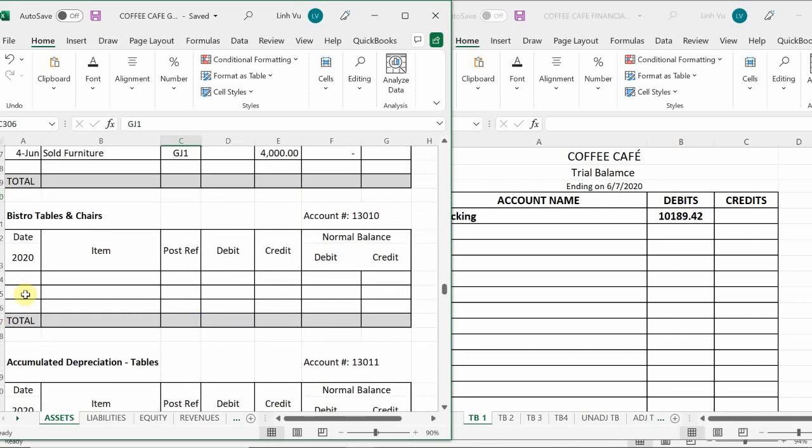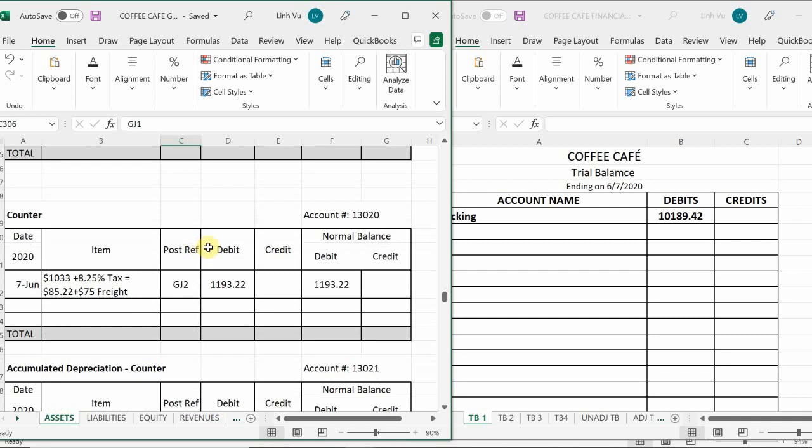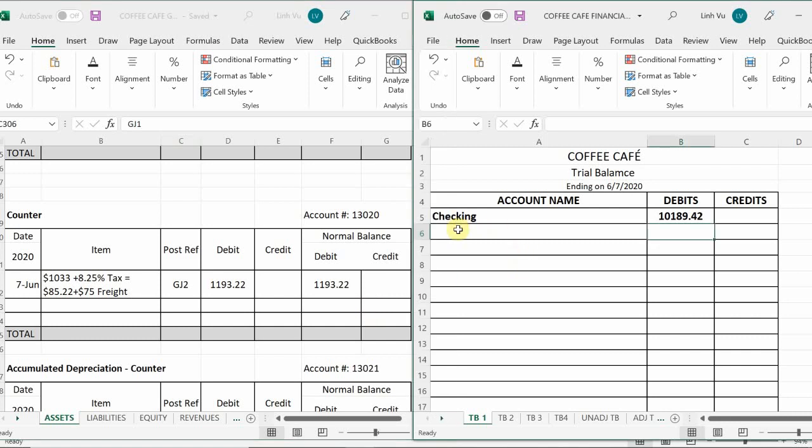Did we purchase tables and chairs? Well, we haven't received it yet. So in this case, do we actually have our asset right here? No, right? We haven't journalized it yet, so we haven't posted to our ledger yet. Yes, but the first thing that we have here was a counter. Yes, so in this case, counter was a debit for $11.93 cents.